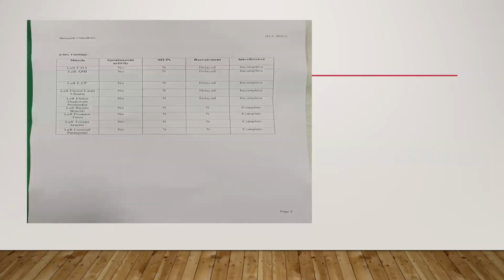Then what do you find? Left EIP is also involved, ma'am. The first muscle that you checked was EIP. Correct. So left EIP is affected, which means the lower trunk.